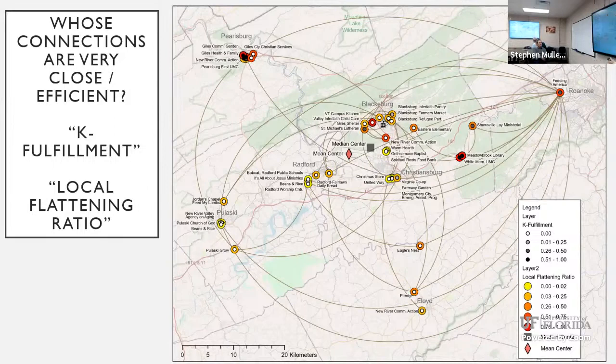And then we also used something called the local flattening ratio, which I'm happy to explain offline for her, which is, given the total distance that you're currently connecting with, and given the most efficient distance that you could use, what's the ratio between those two? And we are able to see that these correlated with each other at some points and at some points not, but we were able to see that, again, the ones in Perrysburg were very efficient in their coordination.